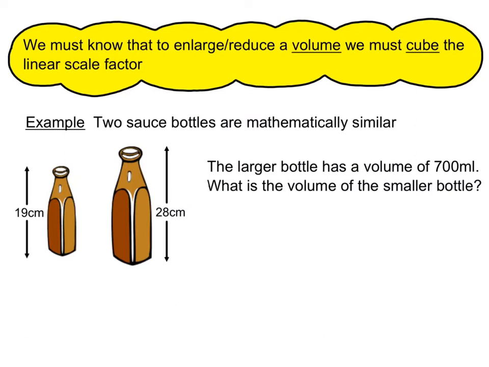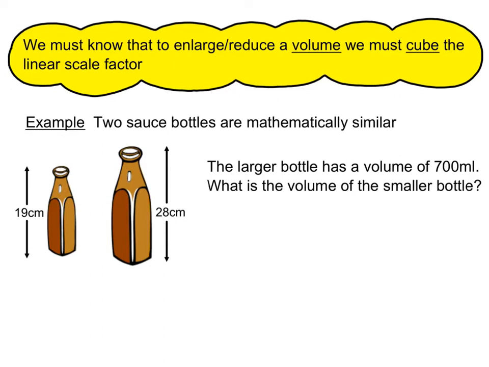This then brings us on to the type of problem we're likely to encounter in an exam. So we must know that to enlarge or reduce a volume, we must cube the linear scale factor. So let's have a look at this first question here. So 2 sauce bottles are mathematically similar. The larger bottle has a volume of 700 millilitres. What is the volume of the smaller bottle?